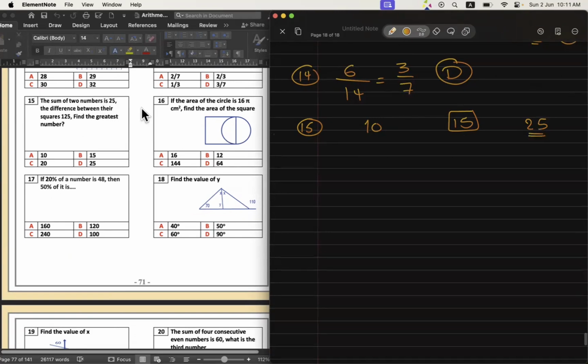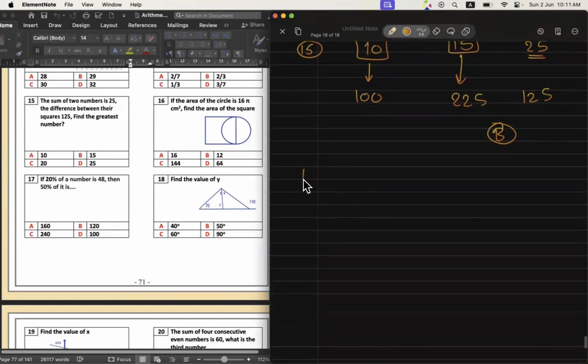Their sum is 25. If we want to find their squares, 10 squared equals 100, and 15 squared is 225, and the difference between both is 125. It satisfies the second condition, which is that the difference between their squares is 125. So the two numbers are 10 and 15, and the greatest one will be 15. So the answer is B.